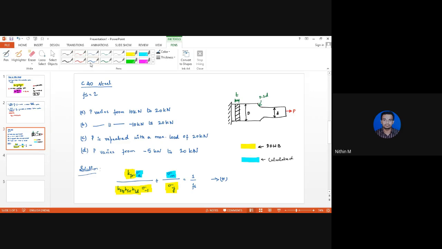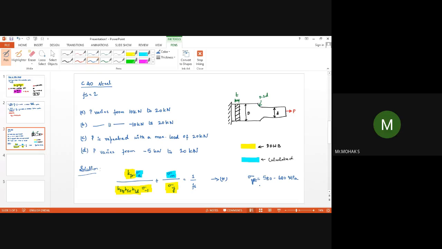The tensile strength of the material, that is sigma y, is given to be in between 580 MPa to 680 MPa. Sorry, the tensile strength is the ultimate strength, not sigma y. Did you find it? 580 to 680.